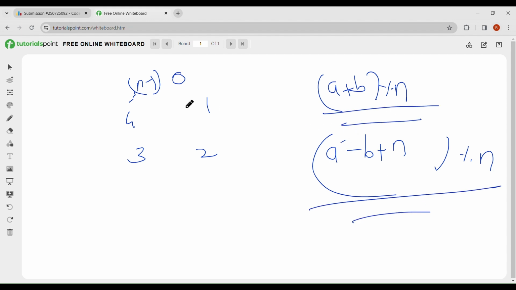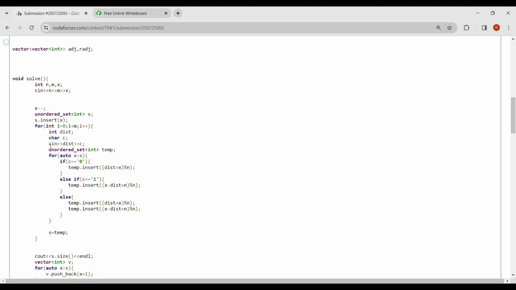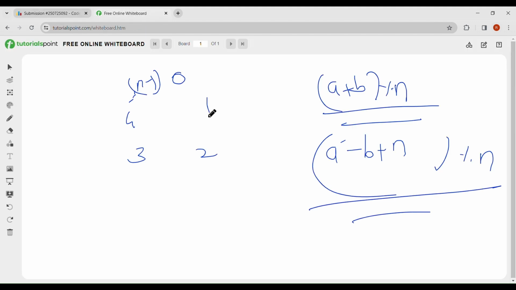So now in this question, let's think. Suppose you are given a distance and a character. Let's first create an unordered set. Unordered set means, after m operations, 4 can come by clockwise, 4 can come by anti-clockwise, 4 can come by clockwise, different ways. So we don't require how many ways he is coming or anything.